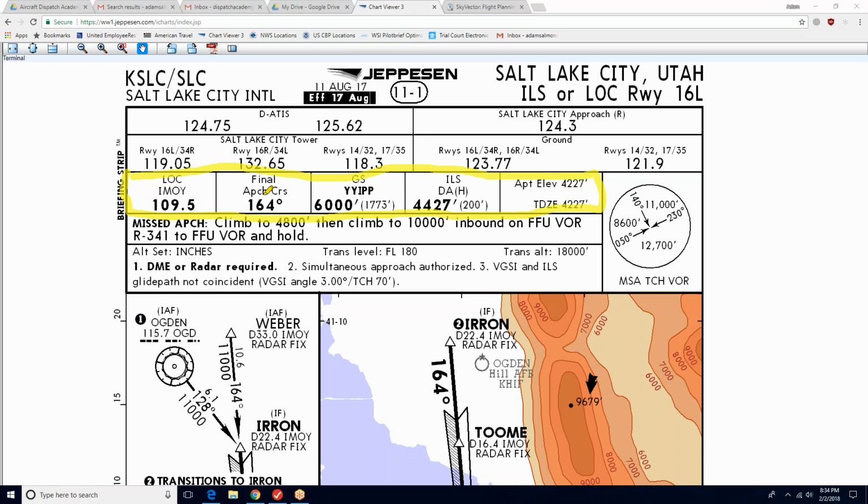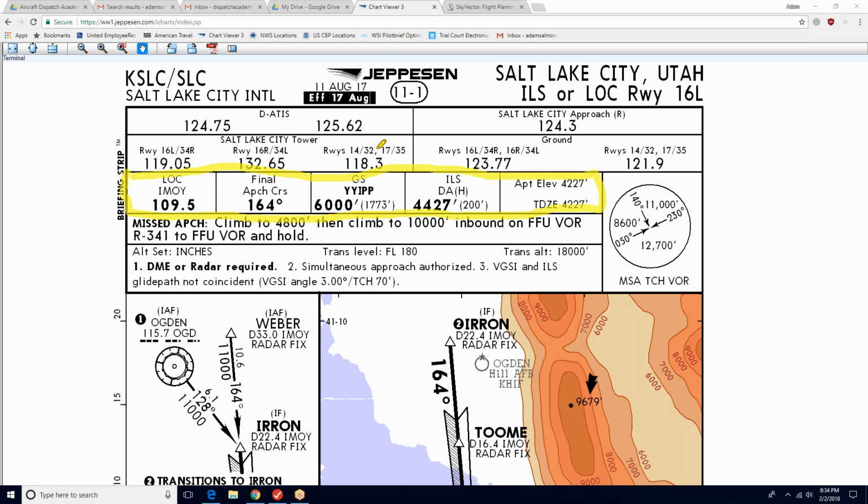and it stays at 6,000 feet until it reaches this point right here, and this is that glide slope intercept point. Once it hits that point, it then begins a gradual descent all the way until it lands on the runway. However, it's guided by the ILS system.